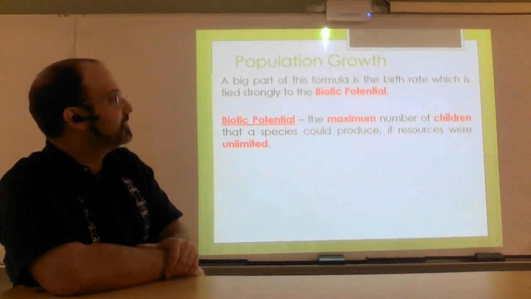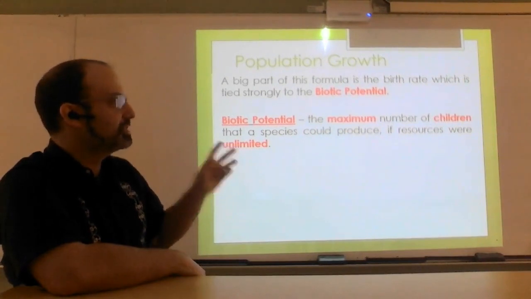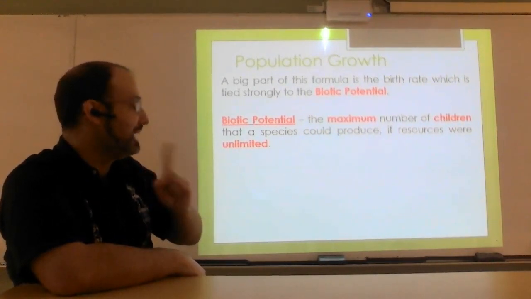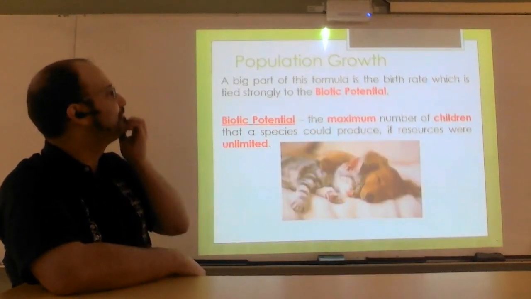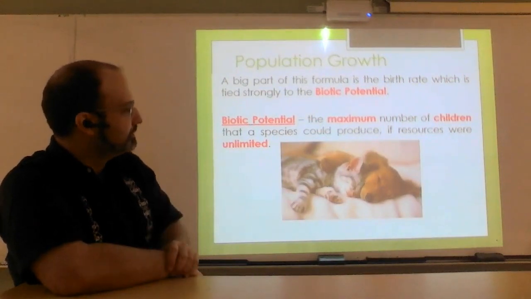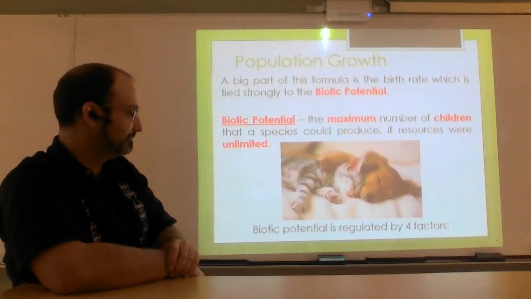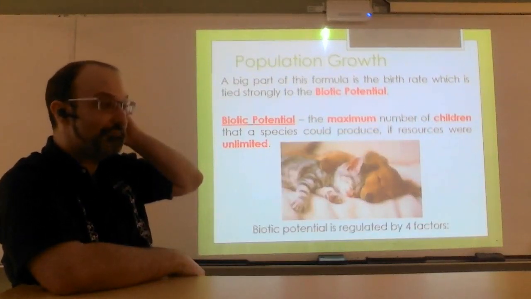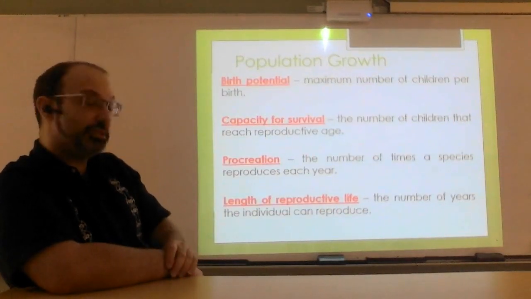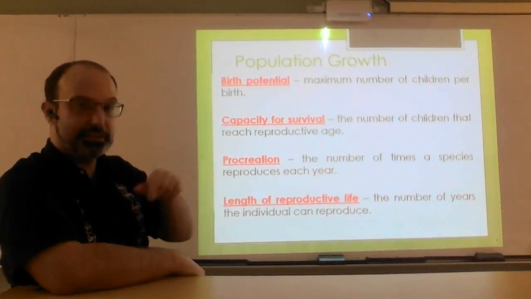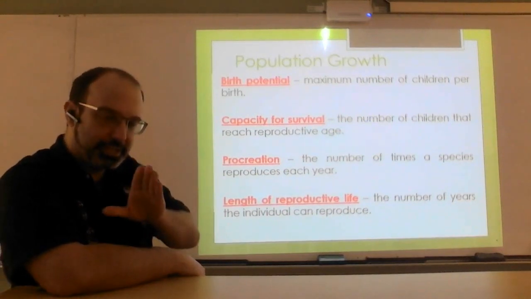A big part of this formula is the birth rate, which is tied strongly to something called the biotic potential. So the biotic potential is the maximum number of children that a species could produce if resources were unlimited. Okay, let's take a look at that. Because we've just talked about death and things, we're going to throw something a little cute up there. Biotic potential is regulated by four factors. The birth potential, the capacity for survival, procreation, and the length of the reproductive life. These four factors, you can see their definitions. We're going to go through them in detail, though.